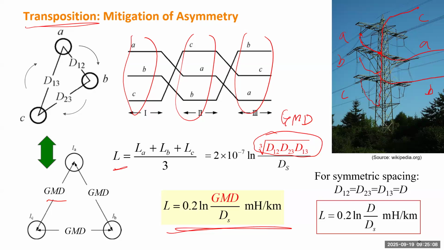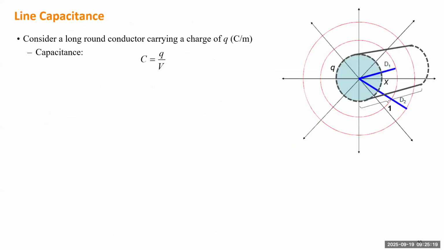Yeah, definitely. If your tower is able to have equal distances between all the three phases, that goes back to the original formula. So that's it. That's everything we need to know about the inductance. And next, we move to the capacitance of the line.